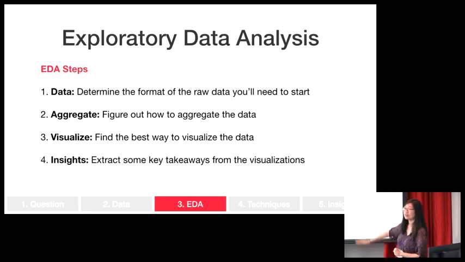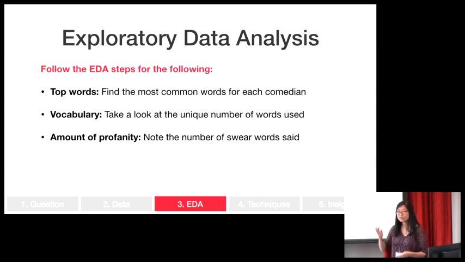Okay, so at this point, these are the EDA steps that we followed. We figured out what format we need the data in. For finding the top words, we needed the data in the document term matrix format. Then we had to aggregate that data, visualize it, and see if it made sense. What we're going to do in the notebook next is do this for three things: top words, for which we create word clouds; the size of the vocabulary for every comedian; and the amount of profanity.